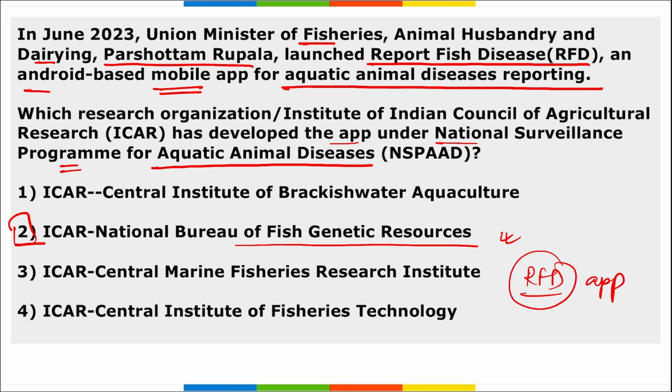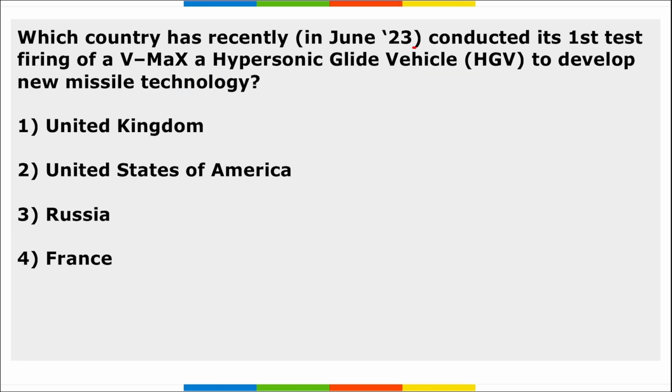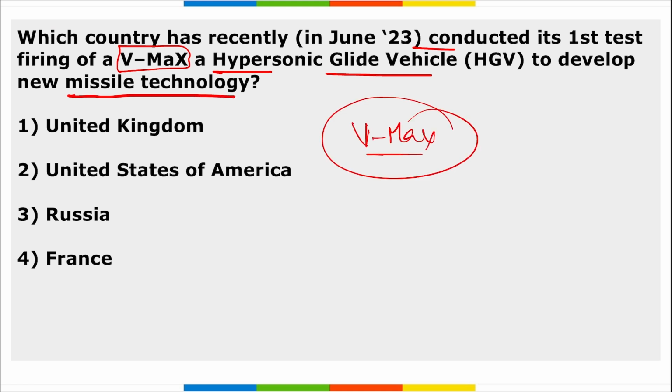This app provides advice to the farmers associated with aquaculture and helps them to connect directly to district fisheries officers and scientists. Next, which country has recently conducted the first ever test of VMAX, that is a hypersonic glide vehicle that was to develop new missile technology? So remember this VMAX hypersonic glide vehicle was tested for the first time by France.